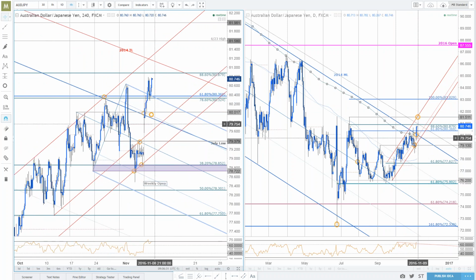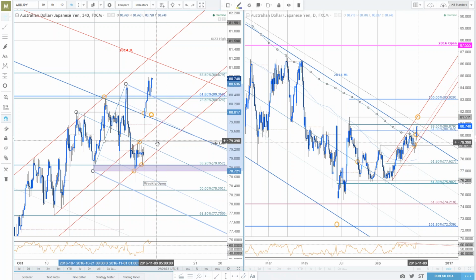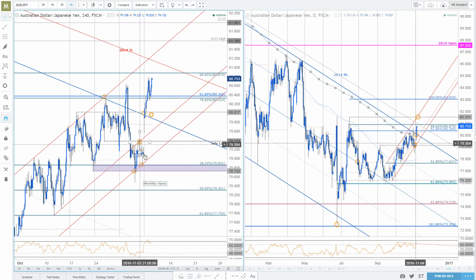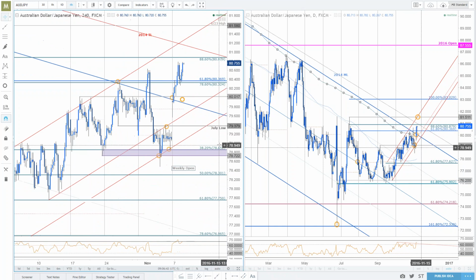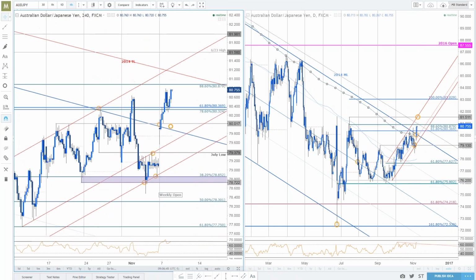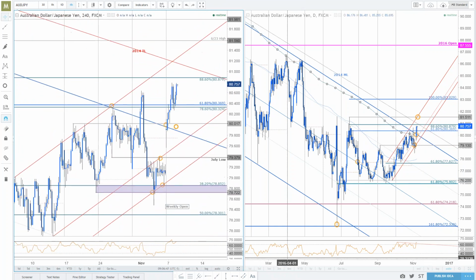Now, for argument's sake, we could get rid of this pitchfork formation. I was just keeping it there to give you an idea of the breakout type of scenario. So we'll get rid of that to clean the chart up a little bit. Levels remain unchanged here for Aussie Yen. All right, that is Aussie Yen.